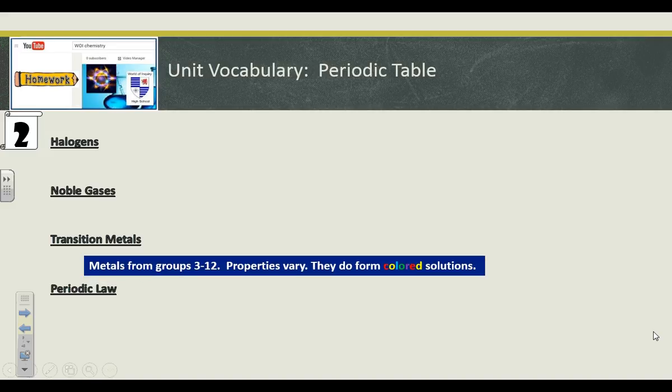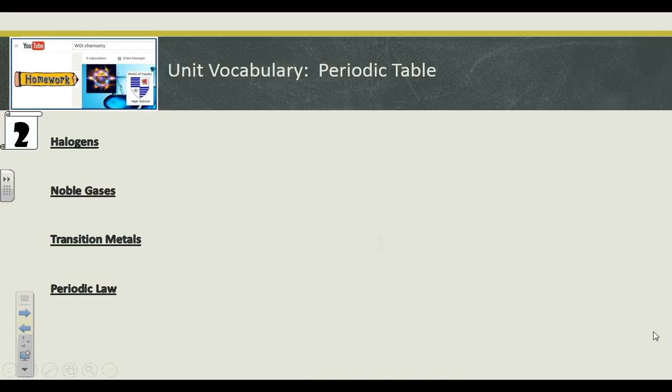They're from groups 3 to 12. They have varying properties because they're more like an extended family, if you will. Their properties aren't all the same, but they do all form colored solutions in water, which is cool. And that's one of their major properties. It's where we get a lot of the colors and all the fireworks that we see. They're all transition metals. They form cool colors.